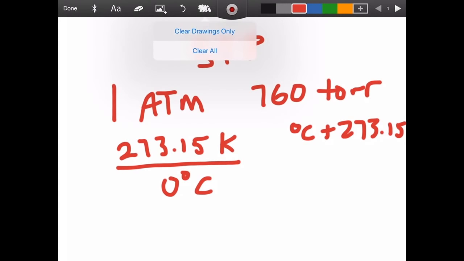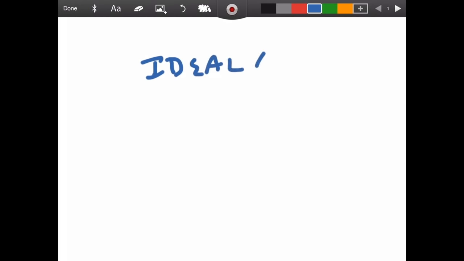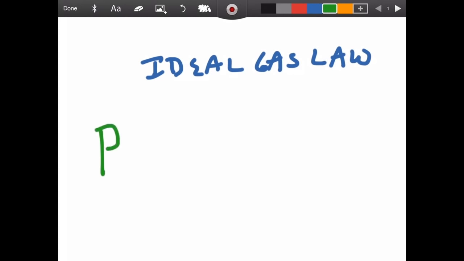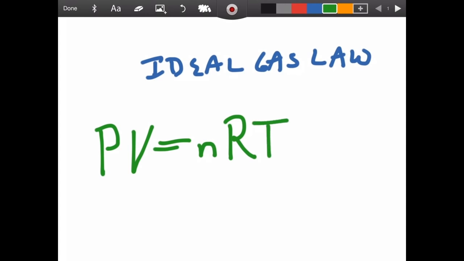So the very first thing that we need to do is come up with a way of relating pressure, volume, temperature, and amount of gas. So we have a formula called the ideal gas law. And that is pressure times volume equals the number of moles of gas times the gas constant times the temperature.